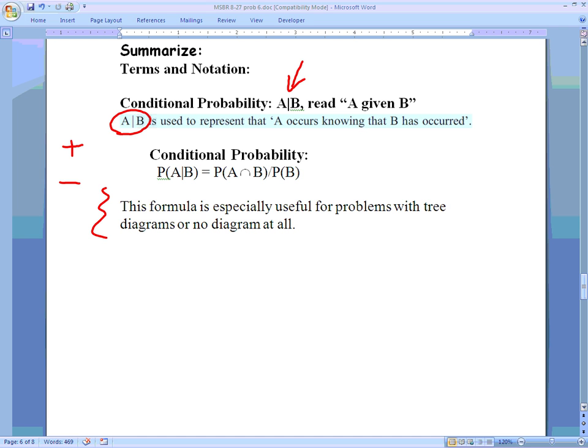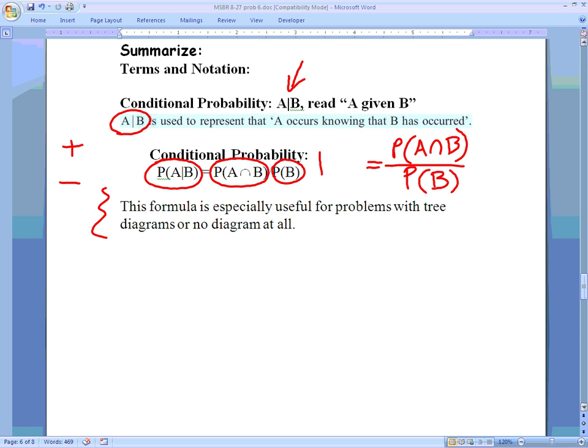And the formula says the probability of A given that B has occurred, so two different things, A given that B has occurred, is equal to the probability of A and B divided by the probability of B. A better way to write this would probably be probability of A and B divided by the probability of B. And that is conditional probability, A given B. Not A divided by B. A given B is equal to the probability of A and B divided by the probability of B. Let's try that out in a problem.